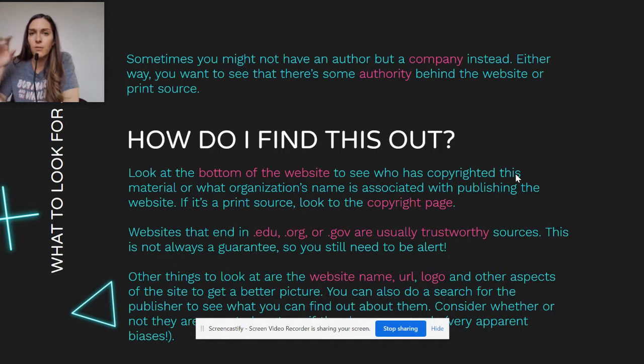Really, you want to look at the website, especially as a whole, and consider, does this look like a professional site? Does it look like they've put some legitimate money behind what they're publishing, or is this some rinky-dink, whatever? Because that's a little bit less credible.